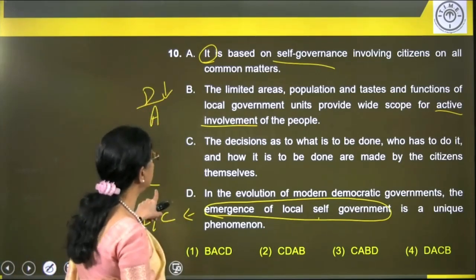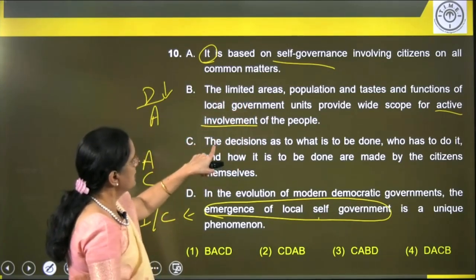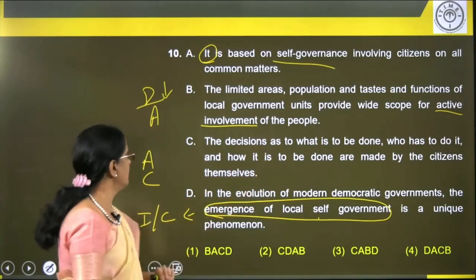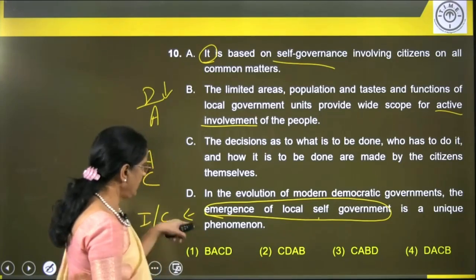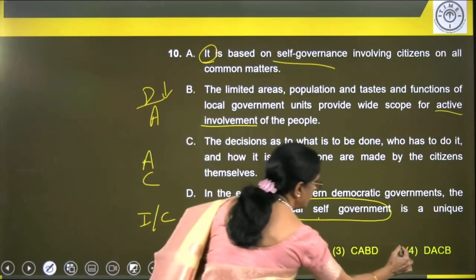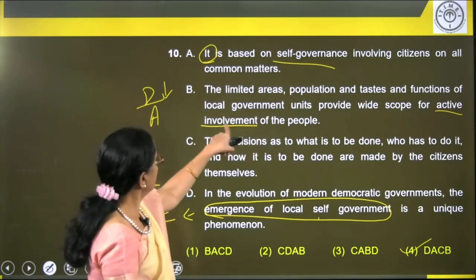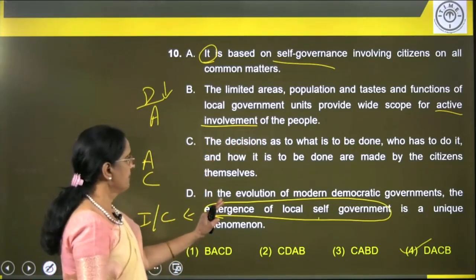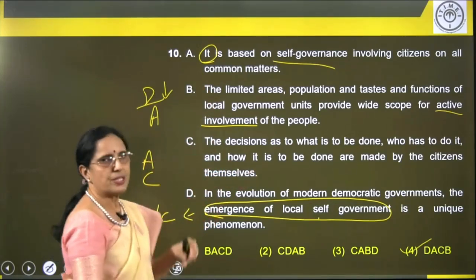After A, we have decided C. Why C? Citizens in common matters. So, decisions as to what is to be done and all that is taken by citizens themselves. So, D-A-C-B is the answer. Do you have D-A-C-B in the choices? Yes. What is that? 4. Option 4 is the perfect answer. Okay. So, all this one, active involvement of the people. So, suggestion and then discussion and then solution.